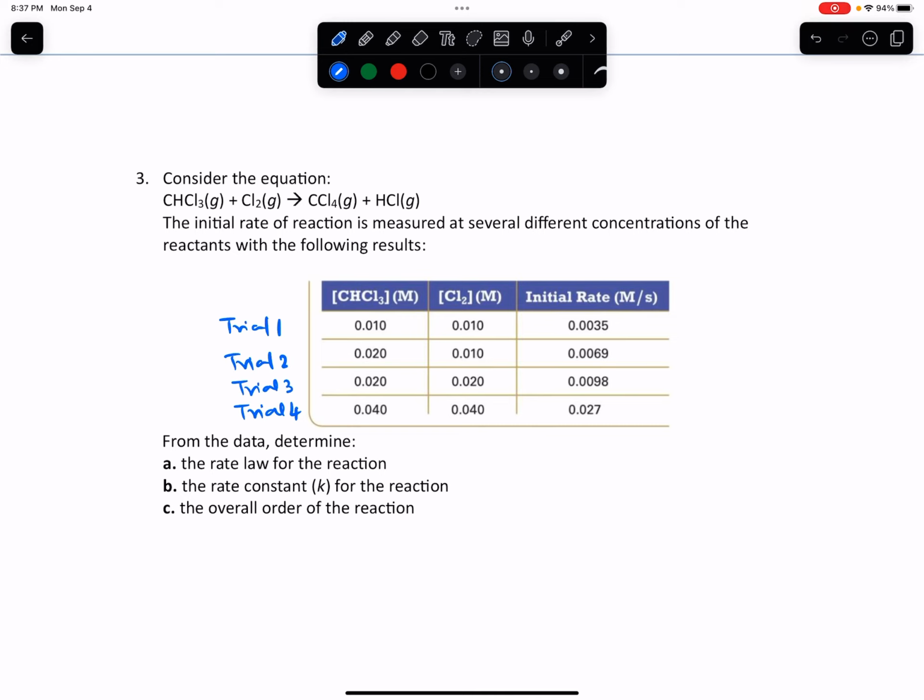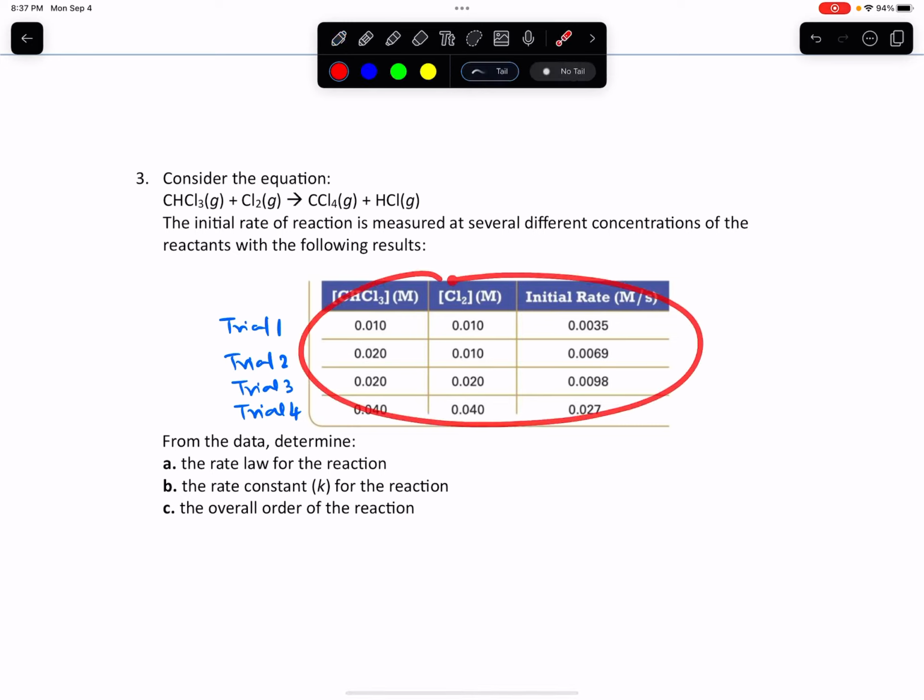All right. Okay, so we have this data that's given to us from the problem, and essentially the first thing we need to understand is they've given us the concentrations of the two reactants. So you have the concentration of CHCl3 and then the concentration of Cl2, and they've given you the initial rate of the reaction. And so for every trial they've given us specific concentrations and specific rates. And what the problem wants us to do is use the data provided to calculate the rate law for the reaction, the rate constant for the reaction, and finally the overall order of the reaction.